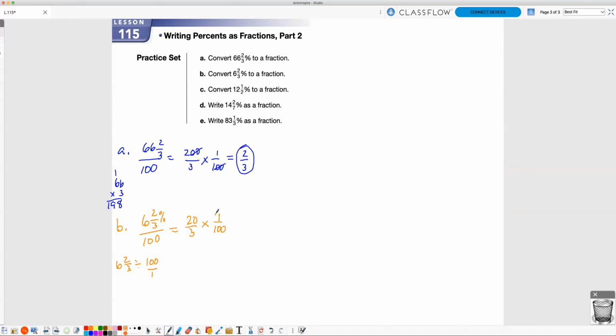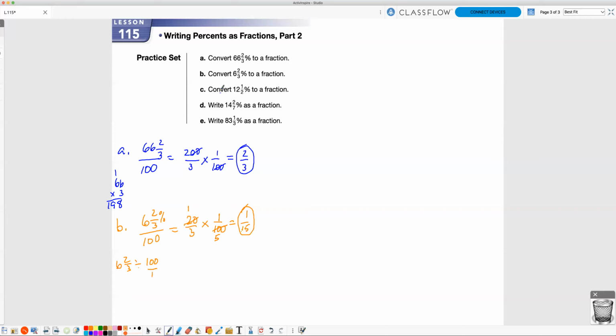Okay. Now I have 20 divided by 20 equals 1. 100 divided by 20 equals 5. 1 times 1 is 1 in the numerator. 3 times 5 is 15 in the denominator. My final answer for B should be 1/15.